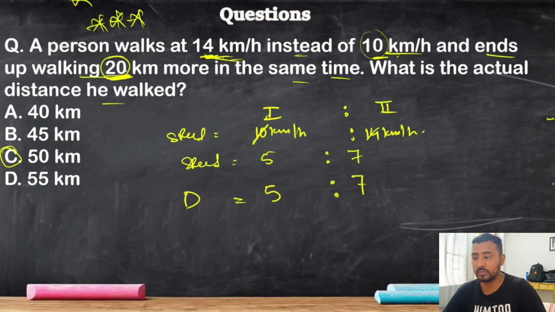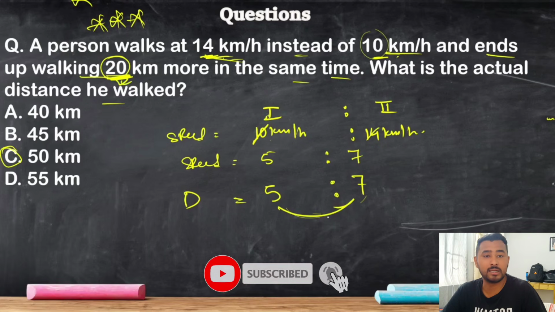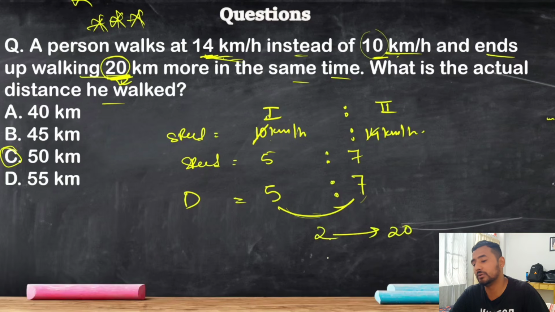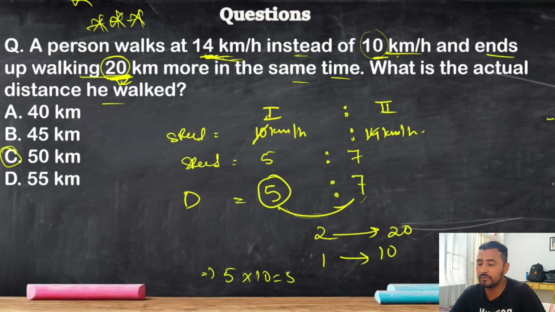He has traveled 20 kilometer more. So how will we do this one to get the 20 kilometer extra? According to the question it is 20 kilometer, but according to this ratio, how much extra does it travel? 7 minus 5, you'll get how much? 2 extra. So 2 kilometers according to the ratio, but according to the question it is 20. So one part will be 10. Now the actual distance is 5 parts. You multiply with 10, you'll get how much? 5 into 10, so it will be 50 kilometer. Okay, so the answer will be this one.